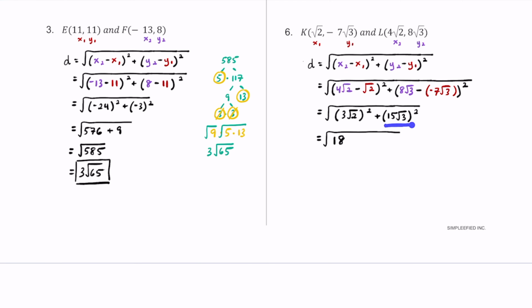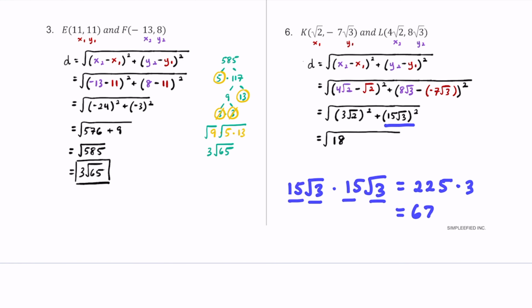And then for this 15 root 3, we're going to go ahead and square that. That's really 15 root 3 multiplied by another 15 root 3. Now 15 and 15 multiplied together, that's going to be 225. And then root 3 times root 3, that's just equal to 3. Or you can think about that as root 3 times root 3 is the square root of 9, but the square root of 9 just ends up being 3 anyway. Now, 225 times 3, that's going to be 675.